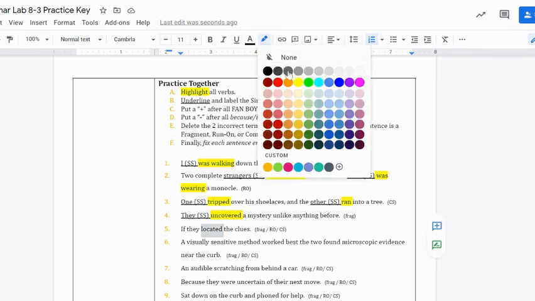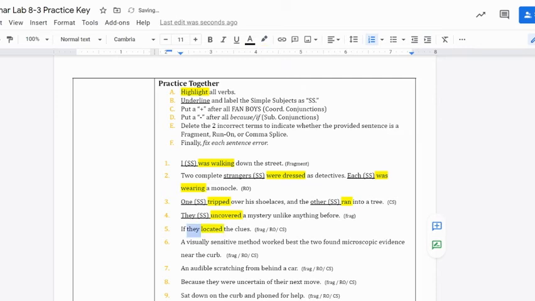Verb: located. Who located? They located. Fanboys: for, and, nor, but, or, yet, so. Nope. Because, if, up, I got an if. So I'm going to put a minus sign there to let me know I found a subordinate conjunction. Now, if they located the clues, does that feel complete? Nope. Because again, if you have a subordinate conjunction first, a because, if, since, to start a sentence, you have to have simple subject, verb, comma, rest of a sentence.